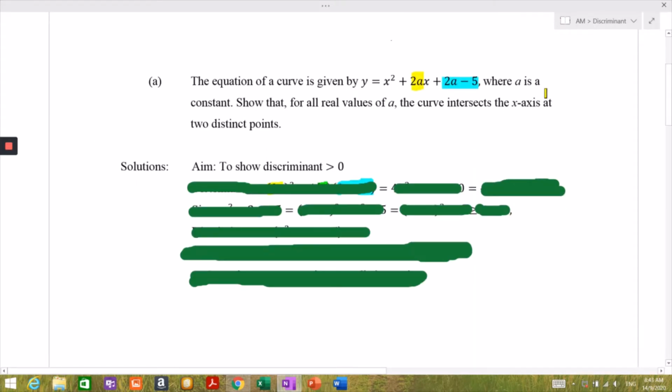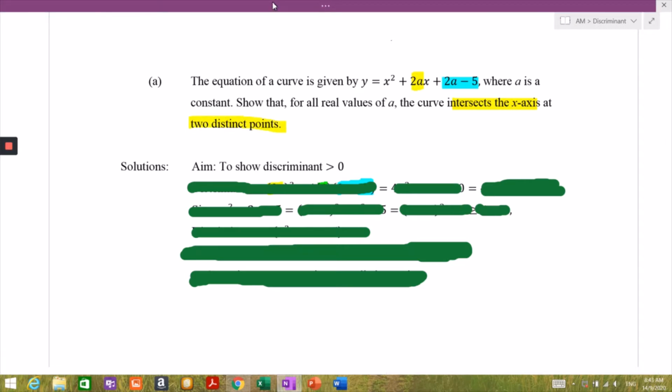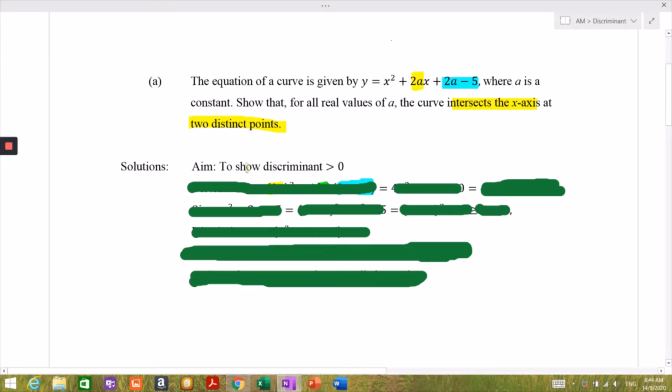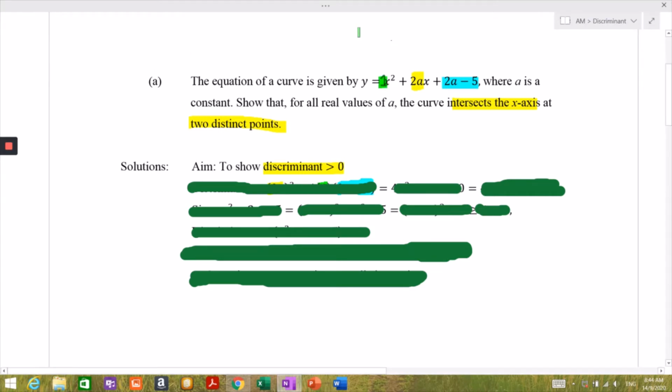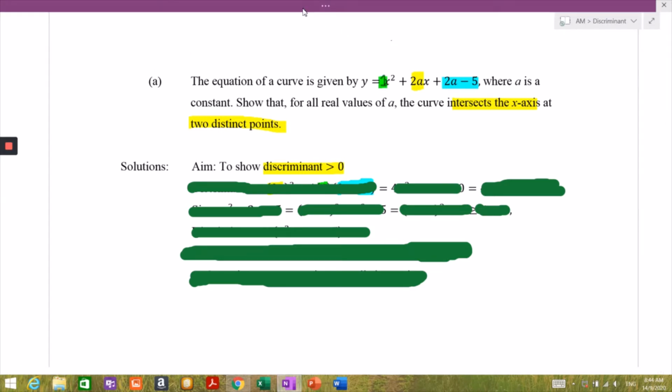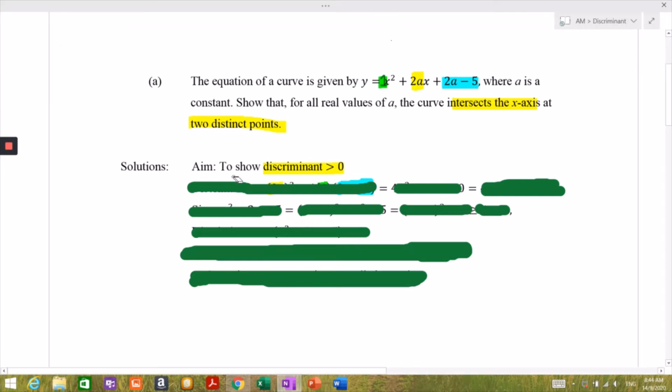The first part involves a quadratic equation where you have to show that this curve intersects the x-axis at two distinct points. So once you see that the curve cuts the x-axis at two points, this is where you have to show that the discriminant is more than 0. Of course, if you look at our ingredients, our ax squared plus bx plus c, a, the coefficient of x squared here, is 1, b is 2a, and c is 2a minus 5. So just put them together and you form the discriminant from here.